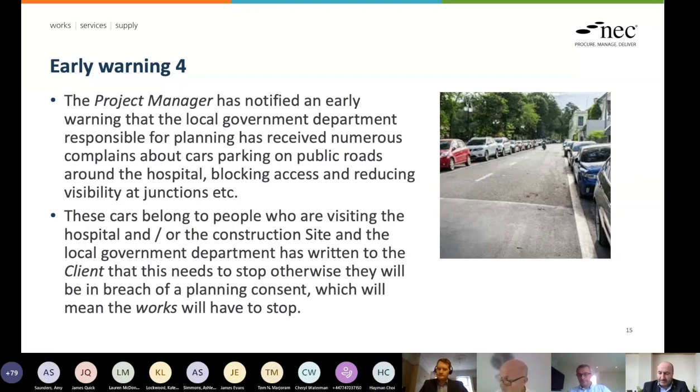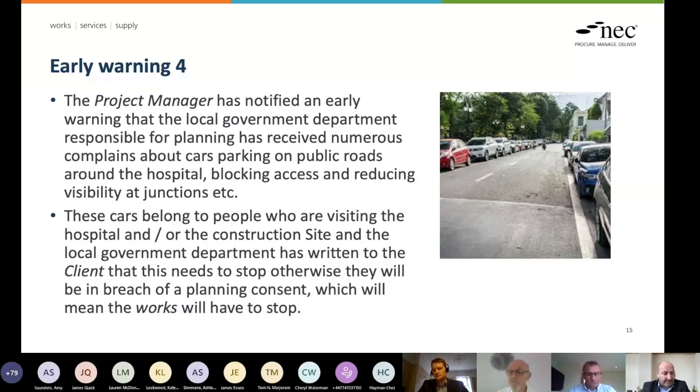Let's start again. Jumping into whether it's a compensation event or not, who's to blame, who's responsible. We've got a problem here. It sounds like there's a mixture of causes to this, but it doesn't really matter whether it is people visiting the hospital causing the problem, or the contractor's workers, or a combination of the two.